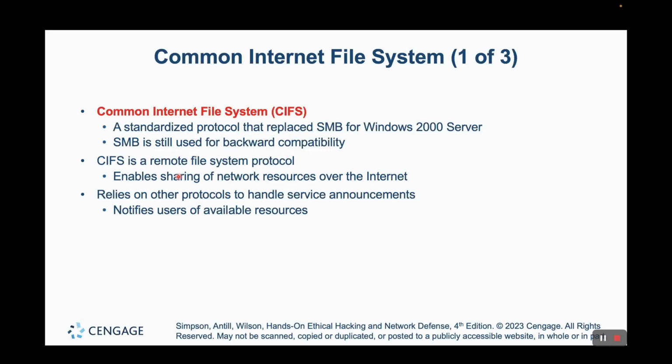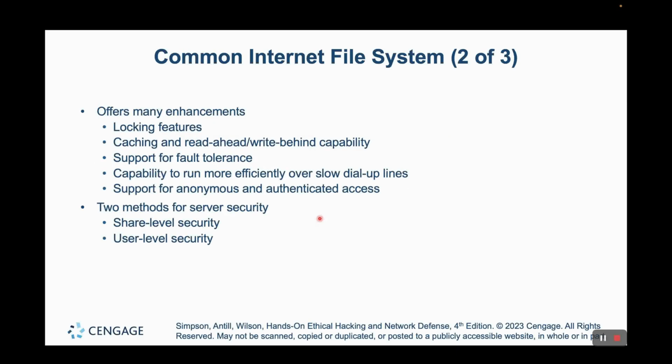Okay, so it relies, by the way, on other protocols to handle service announcement, like notifying users of resources that have become available on your network. Now, it offers many enhancements. Let's look at each one of them briefly, like locking features. CIFS supports file locking, which means it allows multiple users to access the same file without overwriting each other. This is important especially for applications that need to maintain data integrity, like databases or spreadsheets.